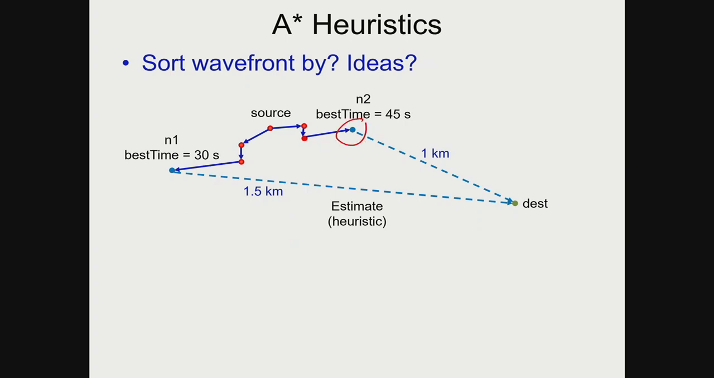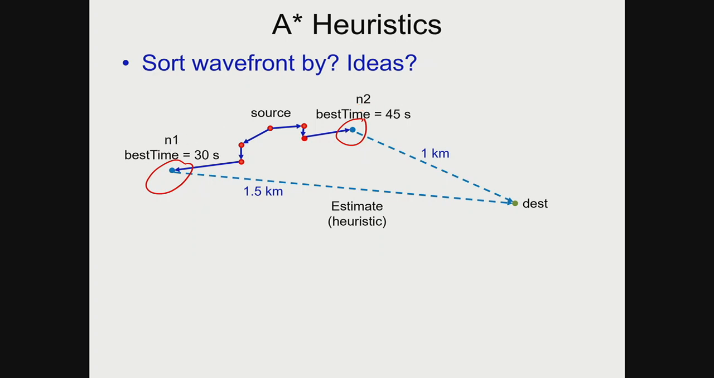On my wavefront are the blue nodes. These two blue ones, I put them on the wavefront because I got to this node and this node, and I looked at what they could reach. With Dijkstra's algorithm, I would sort the wavefront just by the travel time so far, which I'm calling best time, the best time to this node. So I've got two nodes I'm interested in right now, N2 and N1. N2 has a best time of 45 seconds, so it's taken me a bit longer to get here. And N1 has a best time of 30 seconds, so I found a shorter path to it. So, less time so far.